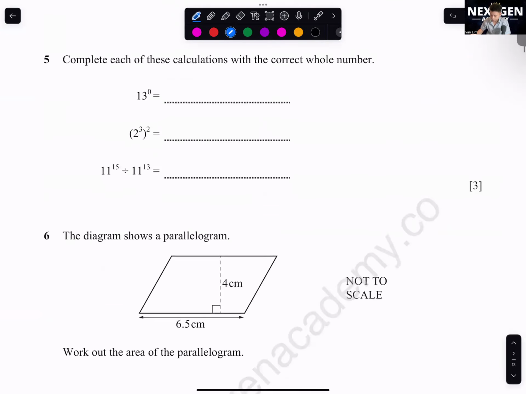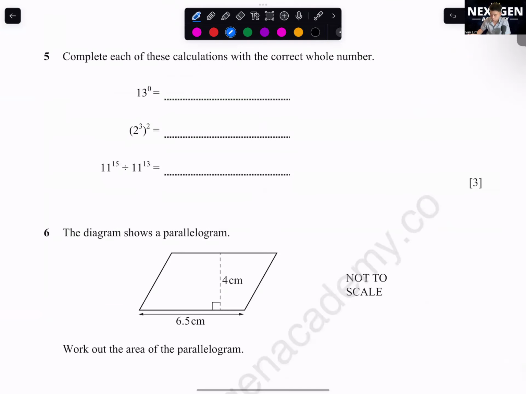Number 5. Give me the answer. Complete each of these calculations with the correct whole number. This is on the topic of indices. So 13 to the power of 0 is what? Is it 0 or 1? Anything to the power of 0 is equal to what? No, not 0. 1. You've got to remember this: anything to the power of 0 is 1.